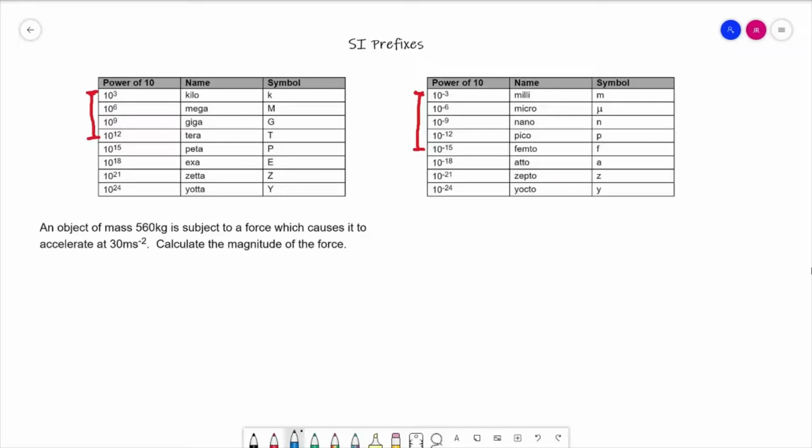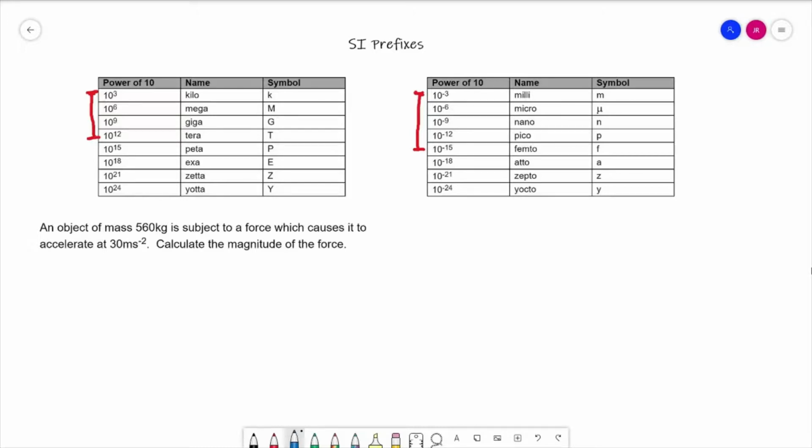Now, just to give you an example of where we would use SI prefixes, I've just put a question on the screen. An object of mass 560 kilograms is subject to a force which causes it to accelerate at 30 meters per second squared. Calculate the magnitude of the force. So this is a relatively easy question. Pause the video quickly and just get the answer on your calculator before we move on.